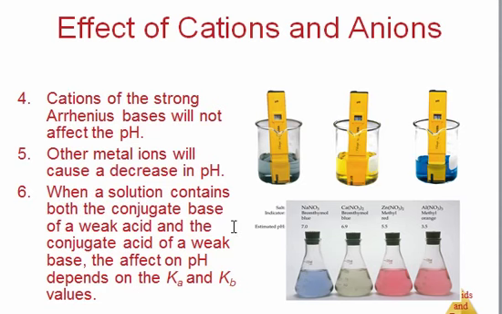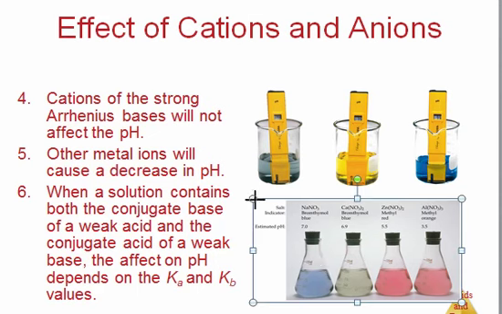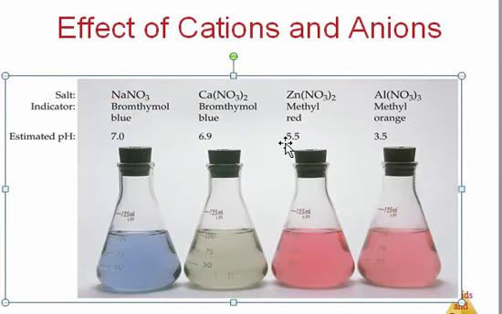Now, when a solution contains both the conjugate base of a weak acid and the conjugate acid of a weak base, we have to look at the Ka value of our conjugate acid and the Kb value of our conjugate base. Whichever value is larger will determine whether the solution will be acidic or basic. So let's just take a quick look at this little example here. We have some solutions here, and these all have an indicator in them that will change color as the pH changes. Here I have sodium nitrate. Sodium is the conjugate acid of sodium hydroxide, so it will not affect the pH, and nitrate is the conjugate base of a strong acid, so it will not affect the pH. So this has a pH of 7, which is what we expected.